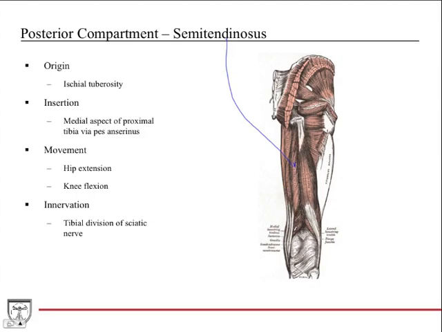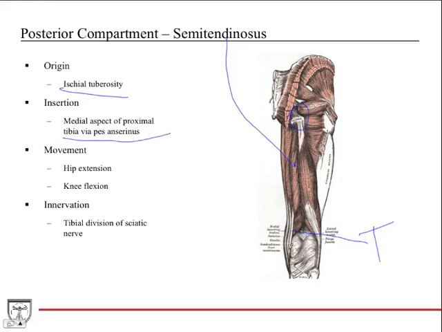It has this tendon that comes down like this. So here's the tendon here. We'll say T for tendon. Comes down this way. And it originates from the ischial tuberosity up on the ischium bone in the pelvis here. So it originates up here. And then it inserts onto the medial aspect of the proximal tibia via that pes anserinus.